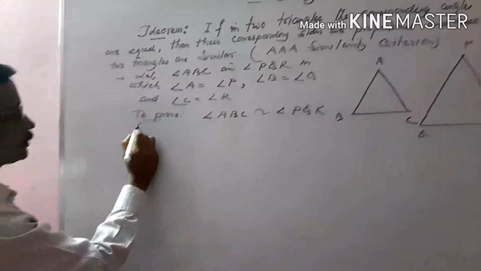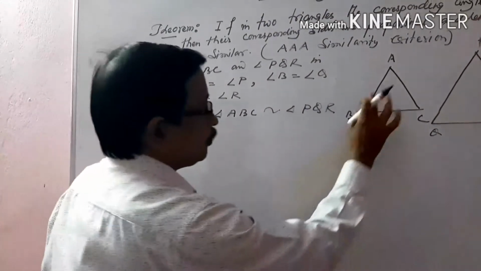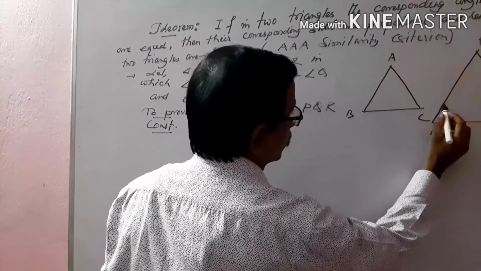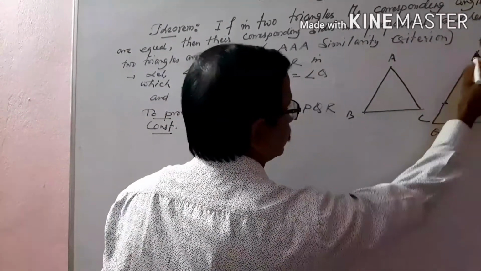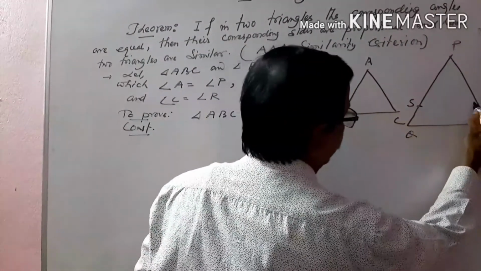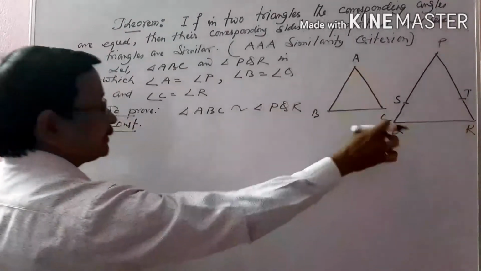So first you have to do a construction. Whatever the length of AB is, with the measure of AB we cut on the other triangle. So PS equals AB and PT equals AC.